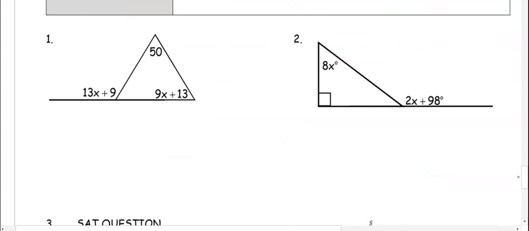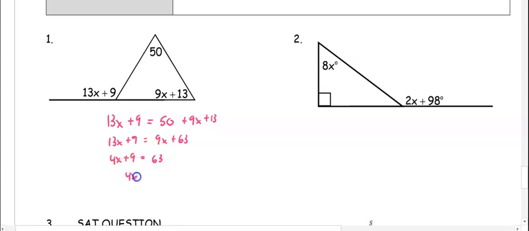So we want to solve for x. So number 1, the exterior angle, 13x plus 9, is equal to the interior angles, 50 plus 9x plus 13. So we get 13x plus 9 is equal to 9x plus 63. We can subtract 9x from both sides, so we get 4x plus 9 equals 63. We can subtract 9 from both sides, 4x equals 54. And when we divide by 4, x is 13.5.